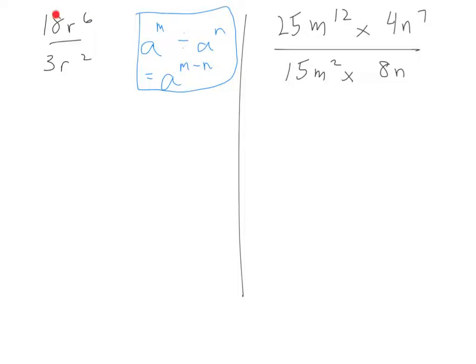And just like with multiplication, we work with the numbers regardless of whatever it is. So 18 divided by 3, that's what we'll be doing. So let's have a look. So 18 divided by 3 is 6. And then we've got just r as our pronumeral. So r, 6 minus 3 gives us 3. So that's what we end up with there.